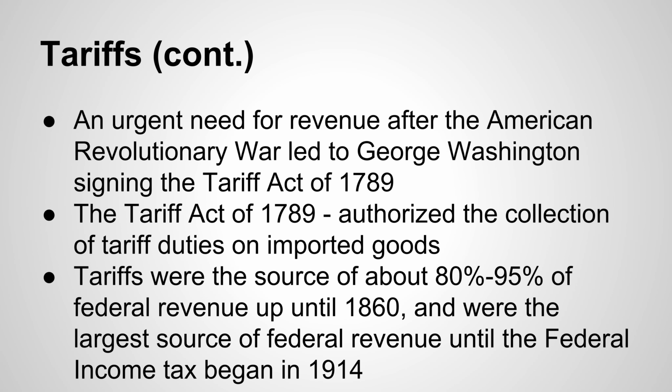An urgent need for revenue after the American Revolutionary War led to George Washington signing the Tariff Act of 1789. The Tariff Act of 1789 authorized the collection of tariff duties on imported goods. Tariffs were the source of about 80 to 95% of federal revenue up until 1860, and were the largest source of federal revenue until the federal income tax began in 1914.